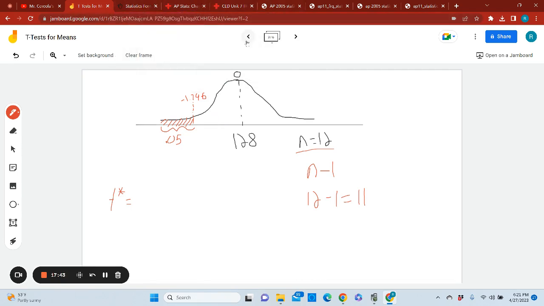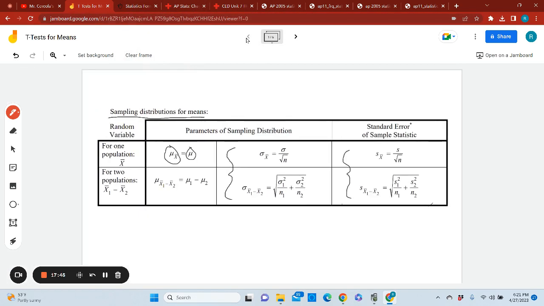Now, if I go back to my formulas here, in order to do this, I'm going to need to do what I observed minus the mean for the distribution, divided by the standard deviation of this sampling distribution. And that standard deviation is right here. I'm going to take the sample standard deviation divided by the square root of the sample size, right?